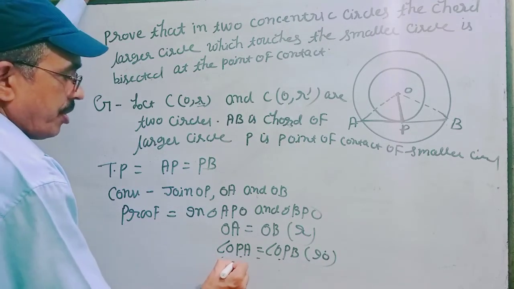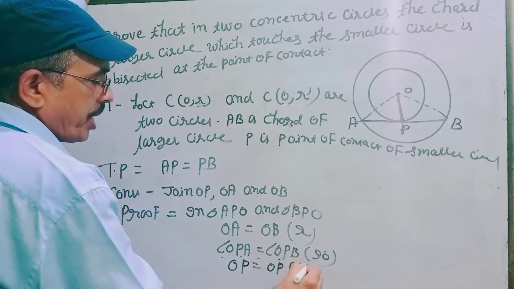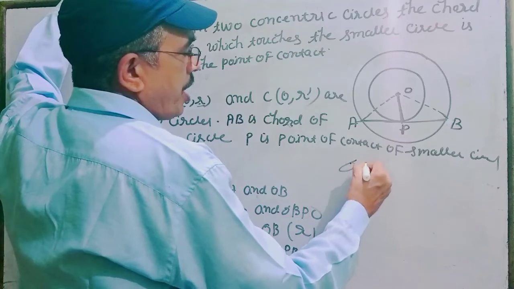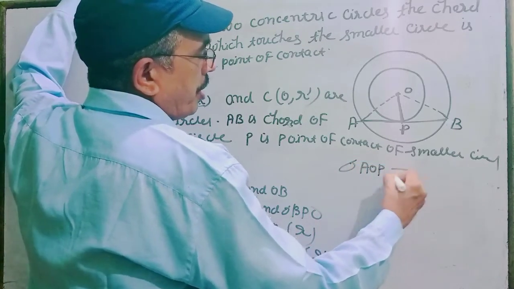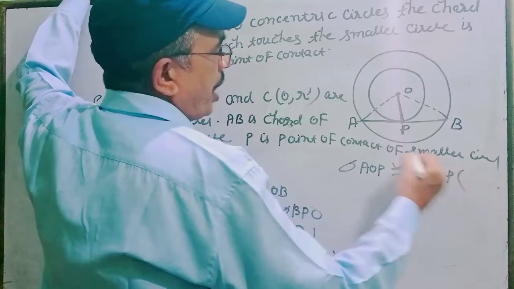And third, OP is equal to OP. It is common. So triangle AOP is congruent to triangle BOP by which theorem?